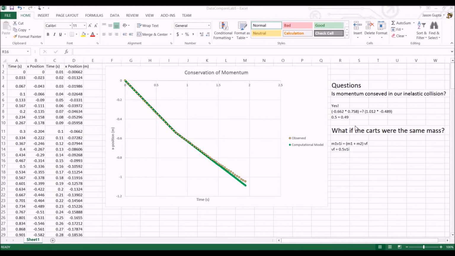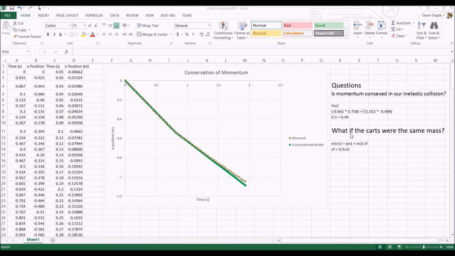What if the carts were the same mass? What would change? As we can see from our simplified equation, after accounting for the red cart being at rest, m1 times v1 initial equals (m1 plus m2) times v final. This shows that if the carts were the same mass, the final velocity after the collision would be half the initial velocity of our blue cart.